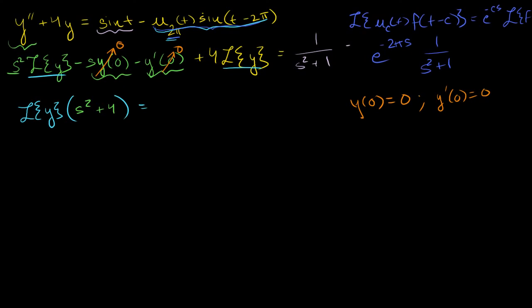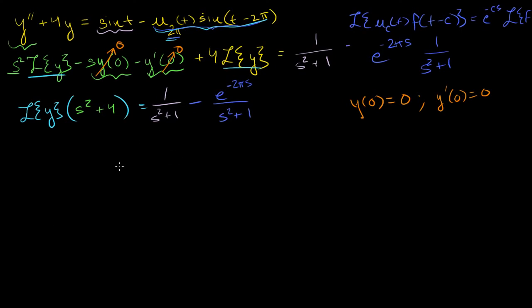And what's the right-hand side? Well, we could simplify this, but I'll just write it out. I don't want to do too many steps at once. It's 1 over s squared plus 1, and then minus, actually, this is a minus the Laplace transform of this thing, which was e to the minus 2 pi s over s squared plus 1.